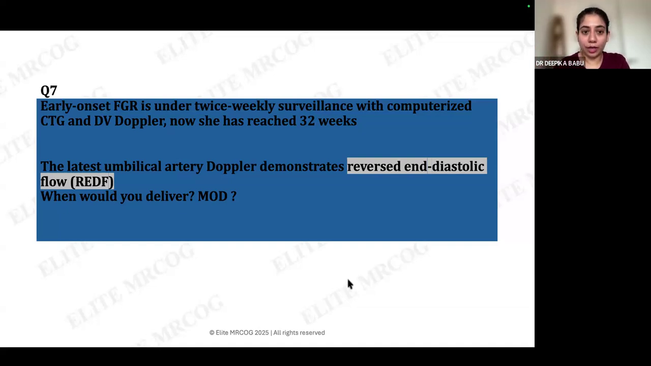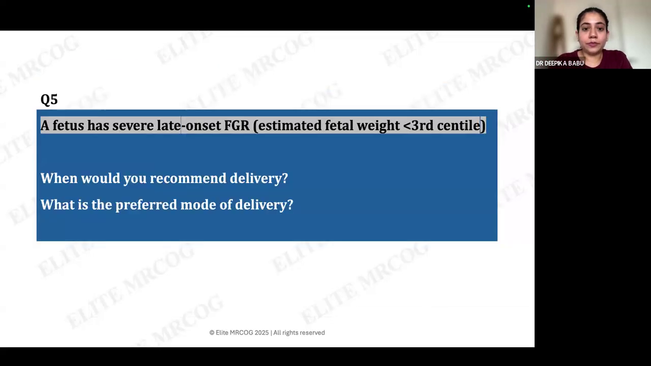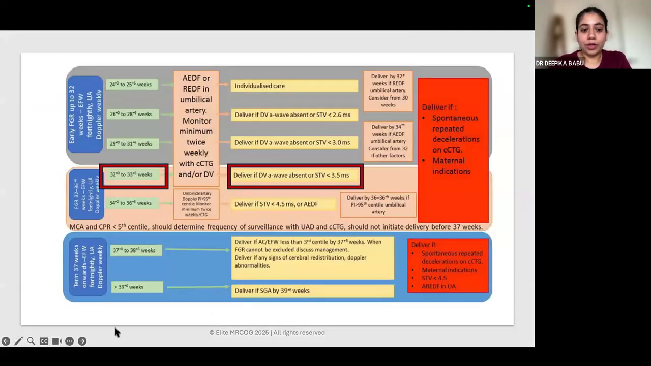Okay, I will just show you one diagram. Okay, see here. Whatever the gestational age in the early onset FGR, absent or reversed end-diastolic flow, you are monitoring her minimum twice weekly Doppler, which is ductus venosus Doppler and computerized CTG. Everything was normal all this while, and then she reaches 32 weeks. If it is reversed end-diastolic flow, deliver them by 32 weeks. You can even consider earlier, but remember this one so that you will not get confused. 32 weeks is where you should deliver her.